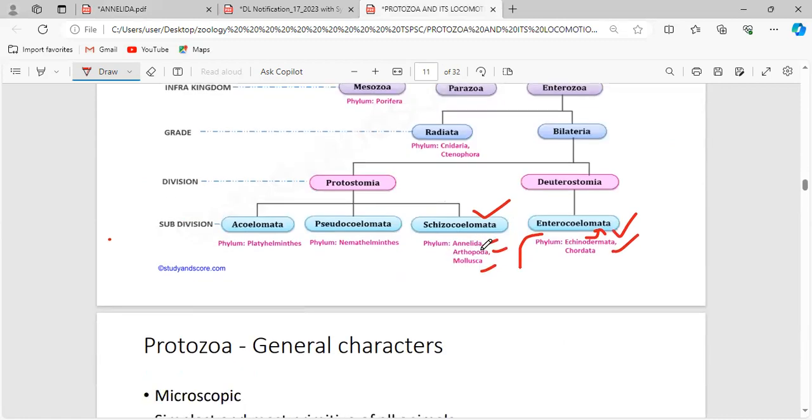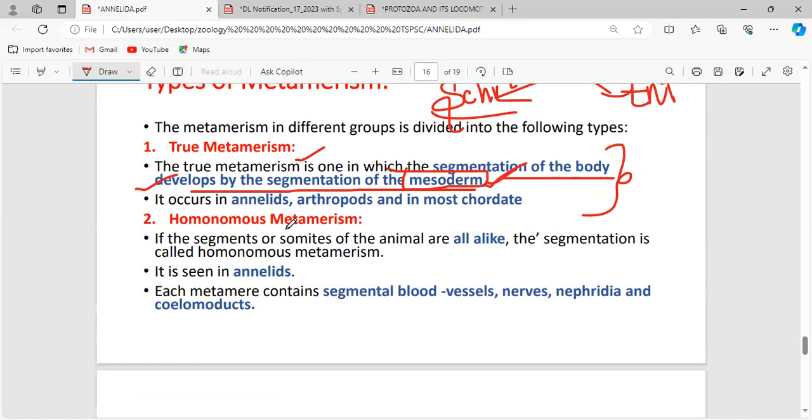And what are all the phylum? Annelids, arthropods, and mollusca. The best examples are annelids, arthropods, and mollusca. Of course, it is a true metamerism, but it is not from the mesoderm in the other types. That is a true metamerism.